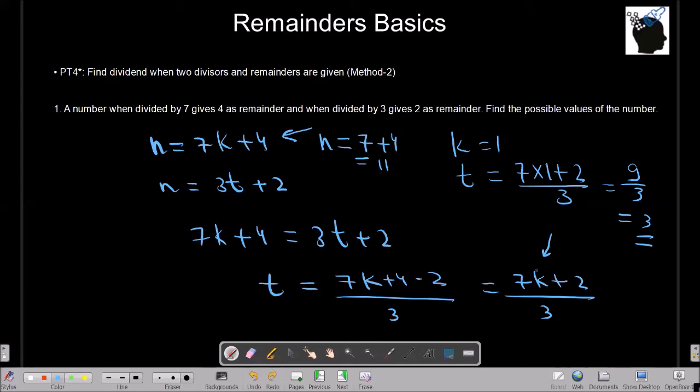Let's try to find other values of k, which will give us t as an integer. If I put k is equal to 2, I'm going to get 7 into 2, 14, plus 2, 16, which doesn't go by 3. K equal to 3 will not give me an integer value of t. Let me try k is equal to 4. So this will give us 7 into 4 plus 2 divided by 3, which is nothing but 30 by 3, which is 10. That means t is an integer.